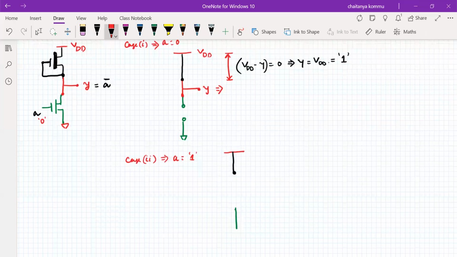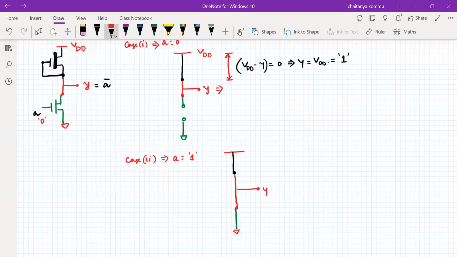Bottom transistor is also on. So these two things are connected here, and this is a common point, Y. So the question is whether the output is connected to ground or whether the output is connected to VDD. That's what the question is.